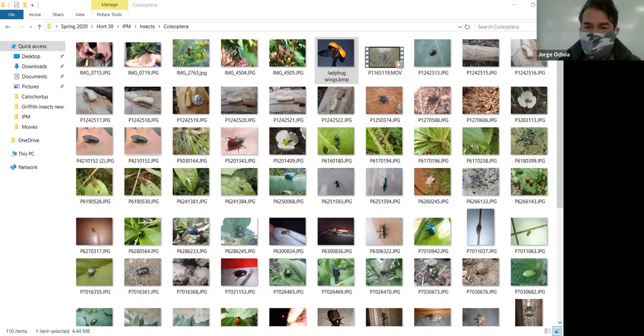This is here in California. So this is a beetle that I've always found on the Mariposa lilies here in California. So they're good for pollination. They're covered with pollen. So this is a good guy.